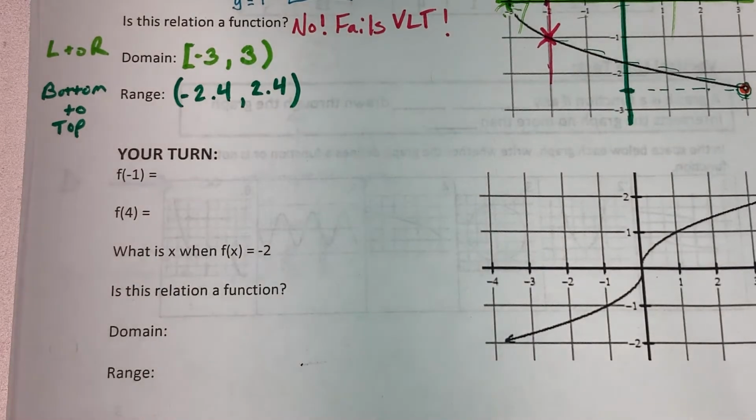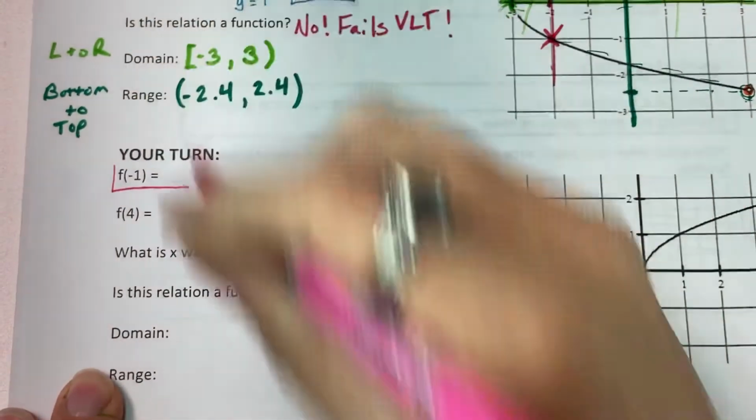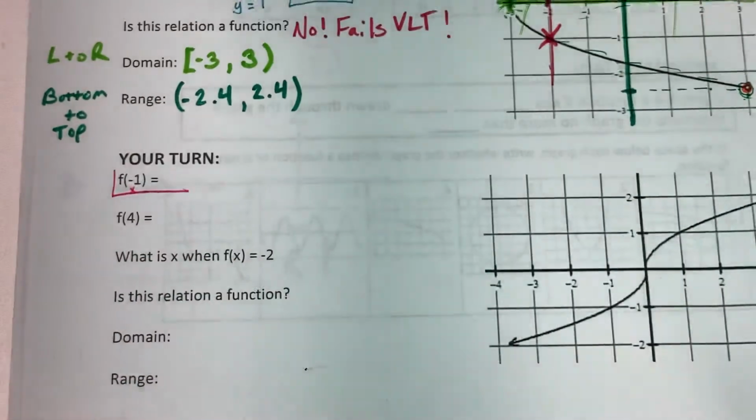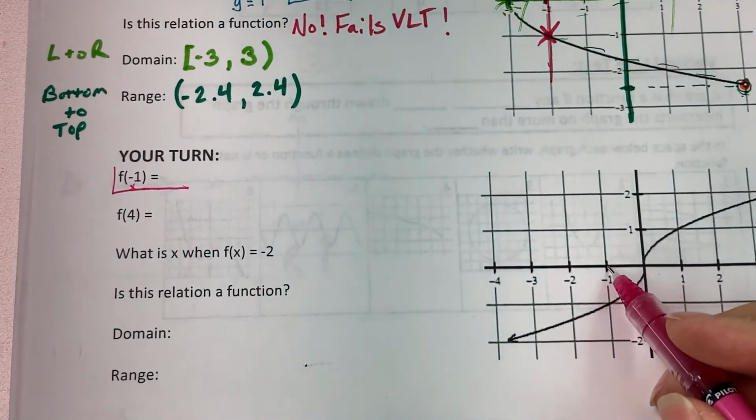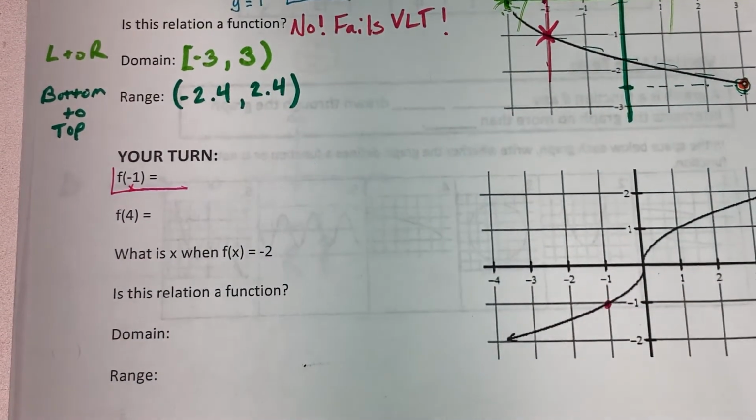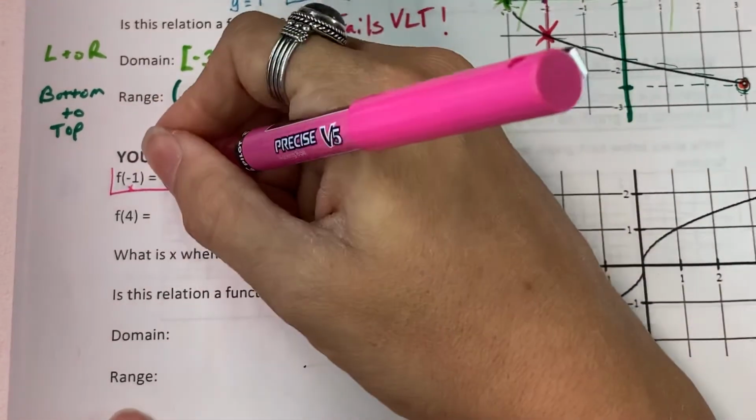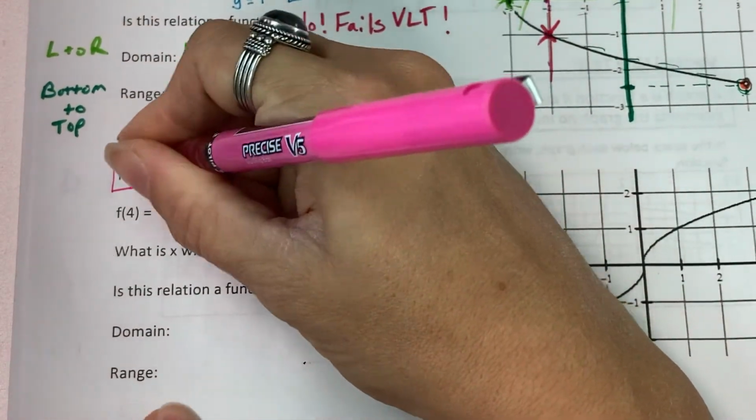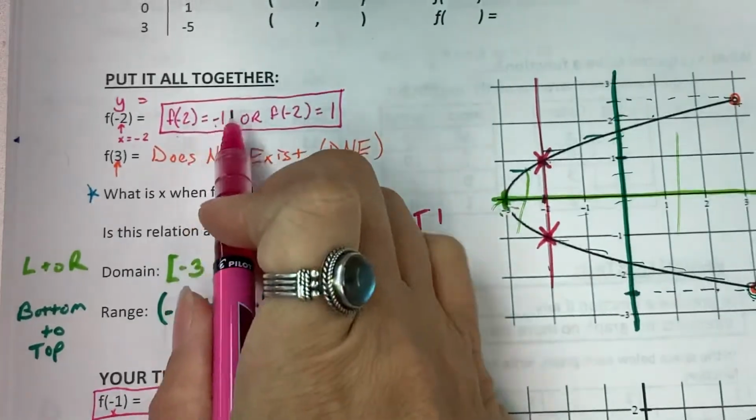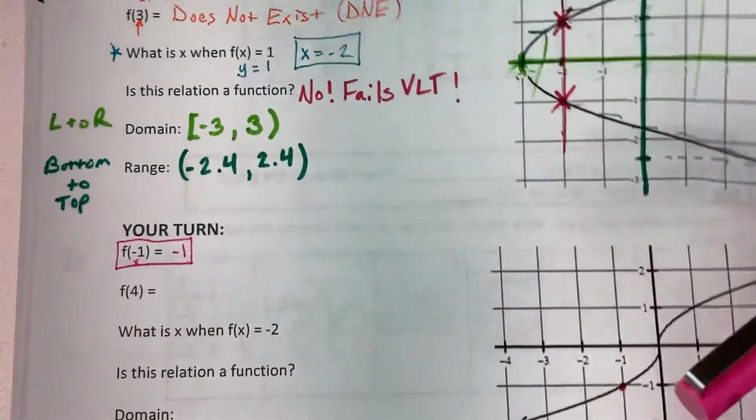All right, folks, on this one, if we want to find f of negative 1, we're going to plug in negative 1 for x. So negative 1 on my x-axis maps to negative 1 on my function. So I only get one output for that input, unlike that top one, where we had two different outputs, which made it not a function.